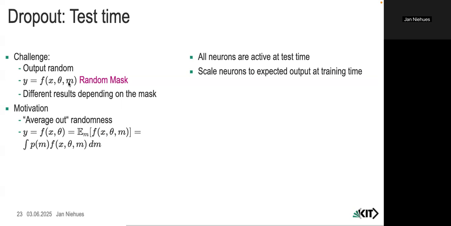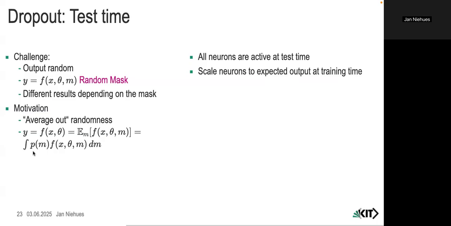So what we want is for your output to be the expectation of this function with respect to the masking. That is like taking the integral of the probability of the mask times the output with this mask, or, if it's discrete as in this case, the sum over all possible maskings. So you're summing over all possible maskings, multiplying the probability of each mask with the output.